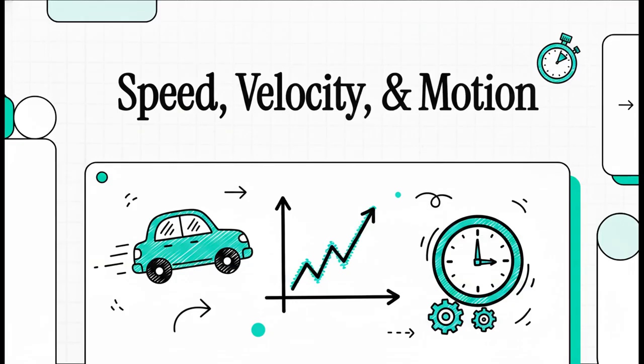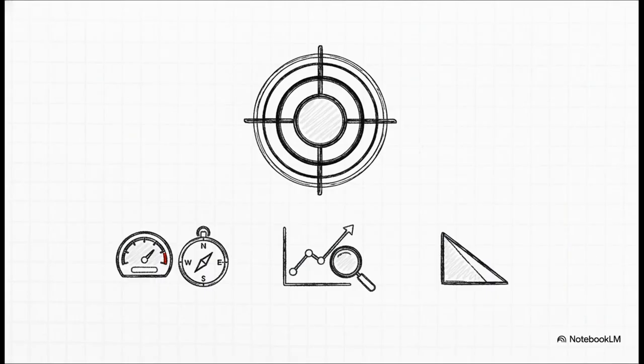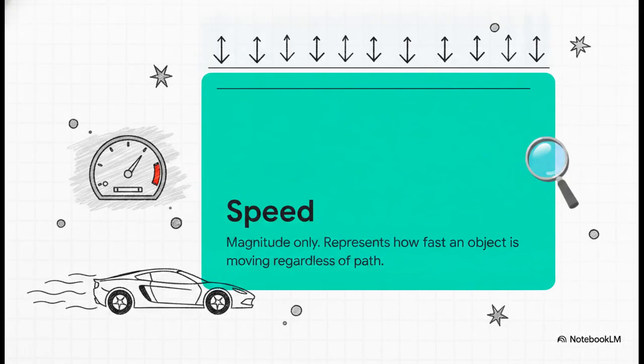Let's get moving. Here are our 3 learning targets for today's Explainer. First, we'll distinguish speed from velocity. Second, we'll read time and position, or time and velocity data. And third, we'll use slope or rate of change as evidence. All right, first up, speed.